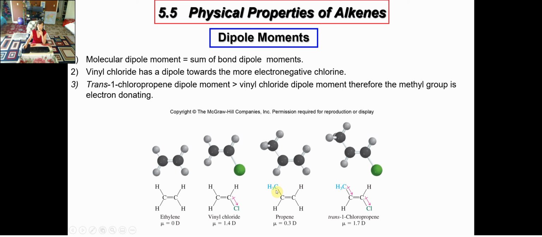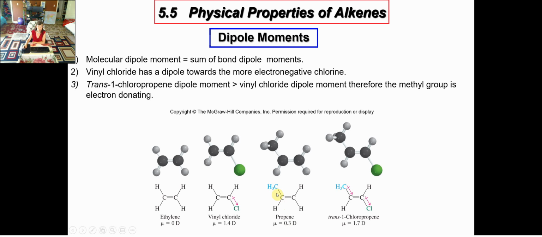If you have a CH3, this is called an electron donating group. The methyl group is considered electron donating, meaning this dipole moment is going to point from the methyl carbon towards the double bonded carbon. Therefore, this propene is also a polar molecule because the carbon-carbon bond electronegativity is essentially the same.